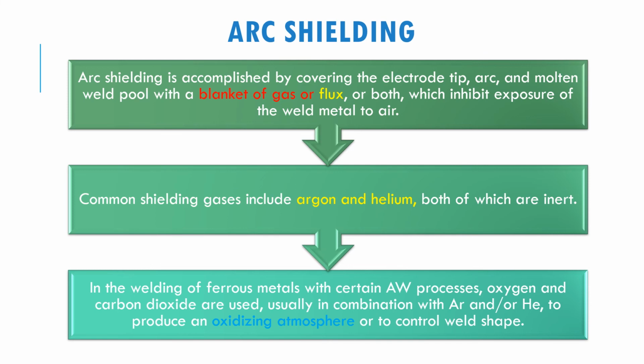So the common shielding gases are argon and helium, because both types of gases are inert, so there is no reaction with the metal. And then in the welding of ferrous metal with certain arc welding processes, oxygen and carbon dioxide are used. Okay, so usually it's in combination with argon and helium to produce an oxidizing atmosphere, or to control the weld shape.